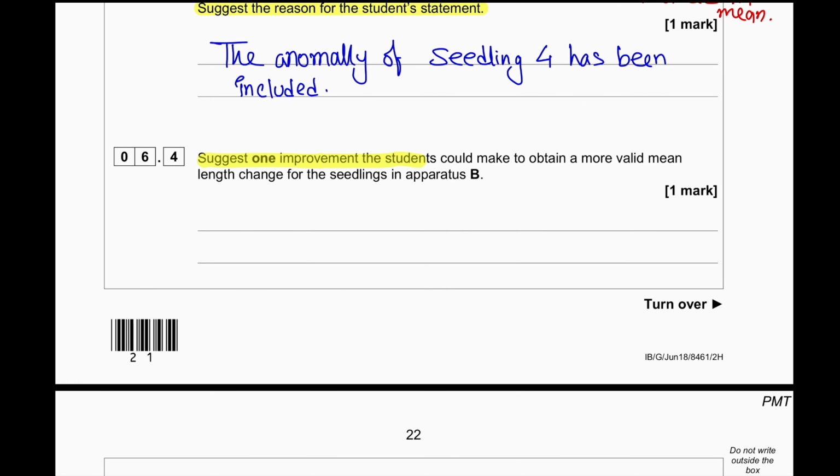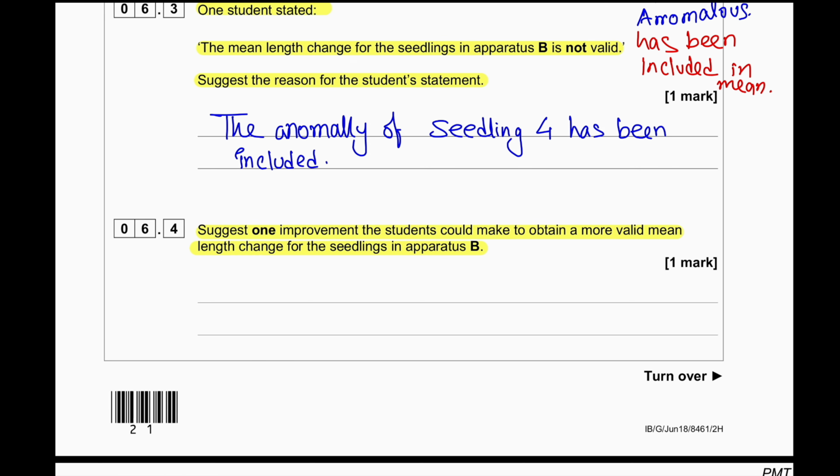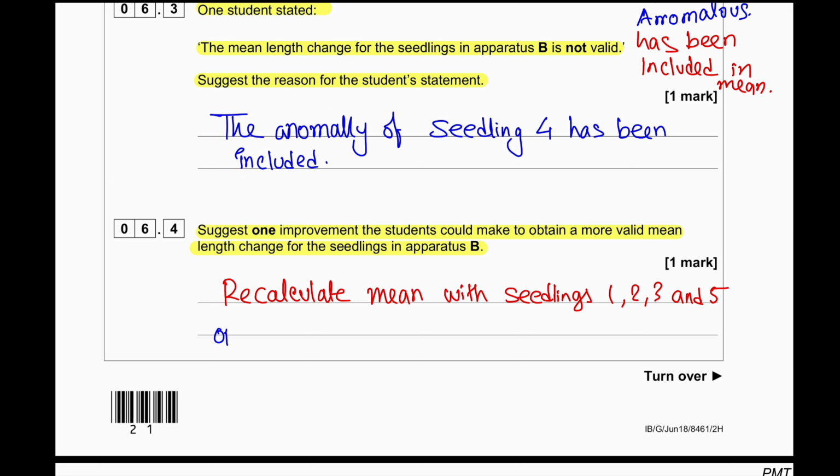Suggest one improvement that the student could make to obtain a more valid average length change for the seedlings in apparatus B. So the student can recalculate the mean with seedlings 1, 2, 3 and 5, or repeat the experiment and calculate a new mean. The student can repeat the whole experiment and then calculate an average again. So either recalculate or repeat the experiment and then calculate a new average.